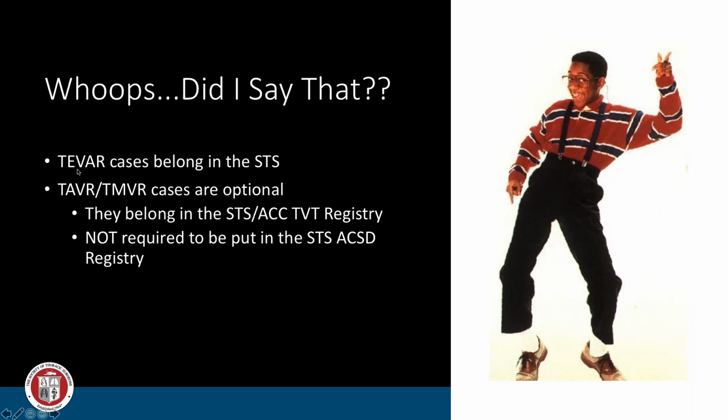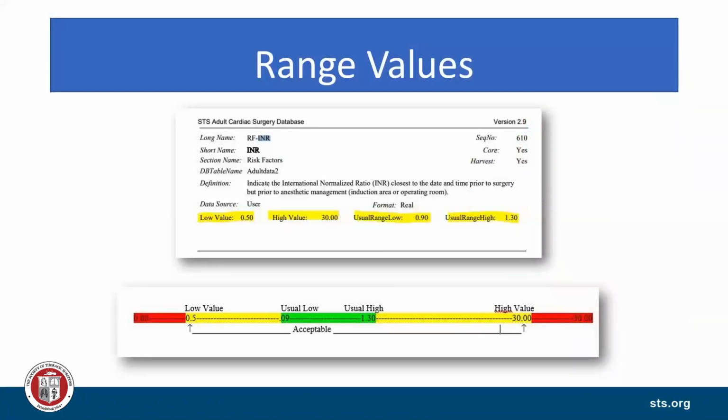So TAVR cases do belong in the STS. TAVR or TMVR cases are optional. They belong in the STS ACC TVT registry. They are not required to be put in the STS ACSD registry. You can, it is optional, but not required to go into the ACSD registry. So I hope that clears up that question.